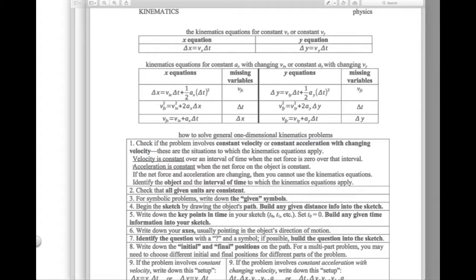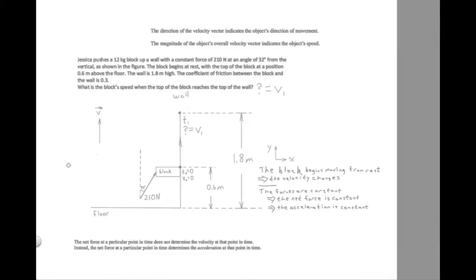We used the idea that the acceleration is constant when the net force on the object is constant. We've already discussed the object in the interval of time earlier, so the object that we're going to apply Newton's second law and the kinematics equations to is the block during the interval of time between time 0 and time 1, the interval between when the block begins moving and when it reaches the top of the wall.